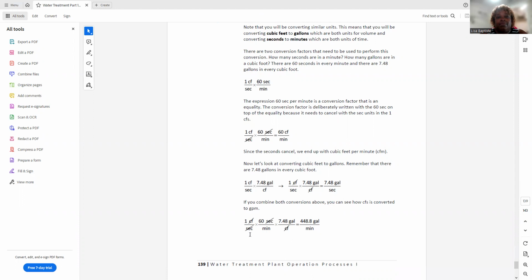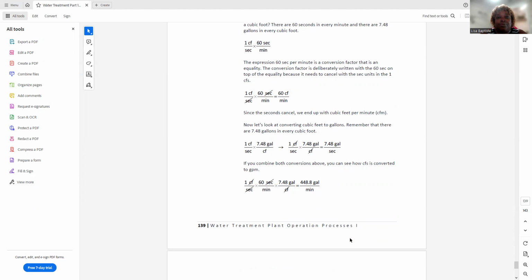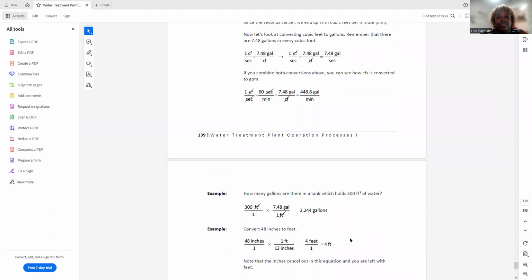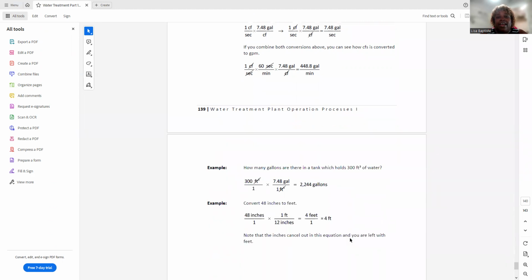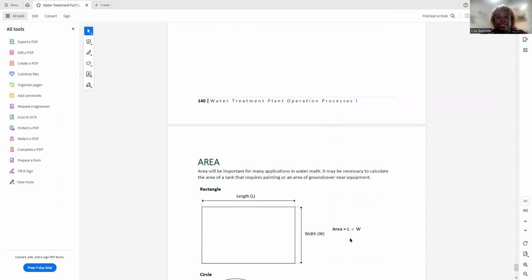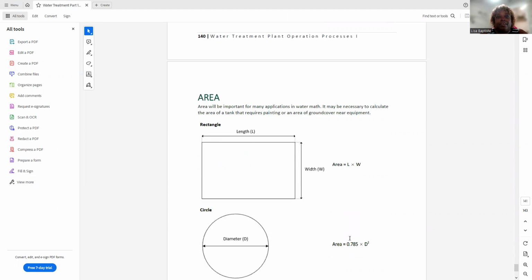So we start off with 1 cubic feet per second. We want to get rid of the seconds, so we go 60 seconds per minute. We want to get rid of the cubic feet, so it's 7.48 gallons per cubic feet, and we get 448.8 gallons per minute, okay? And so there's another example here. I would suggest that you go through these examples, make sure that you understand how to do the conversions, okay?